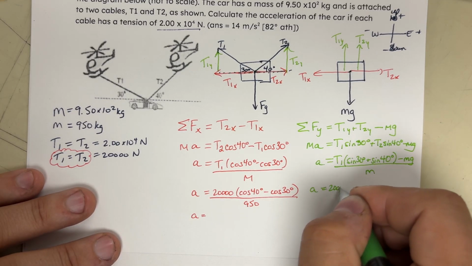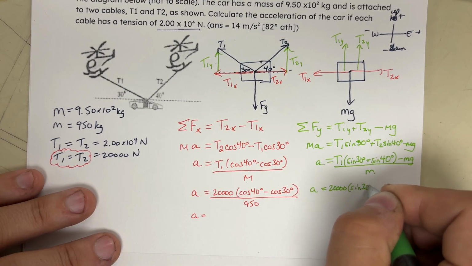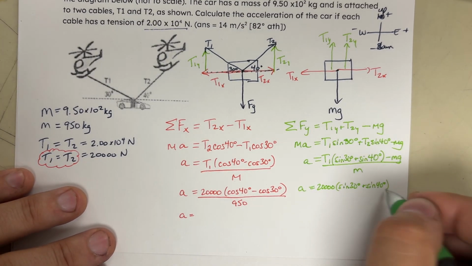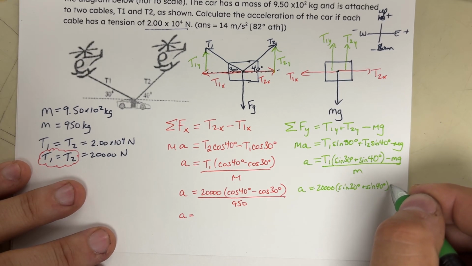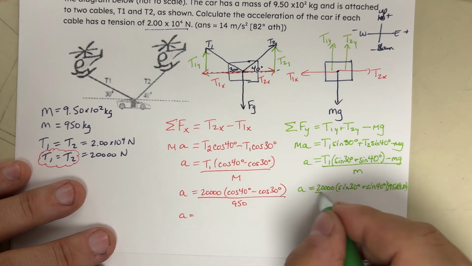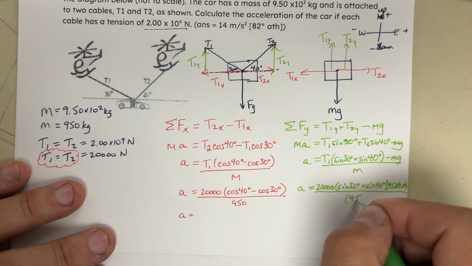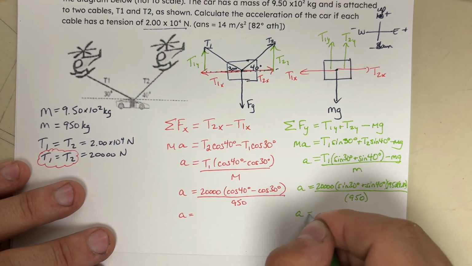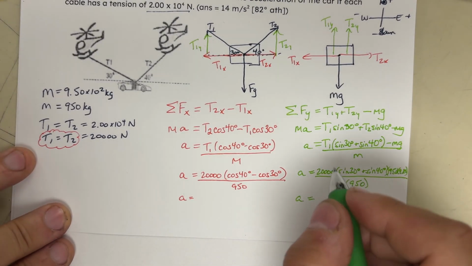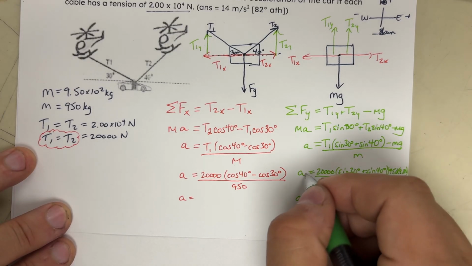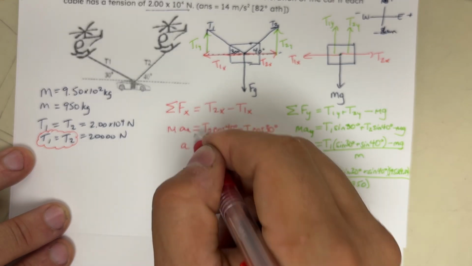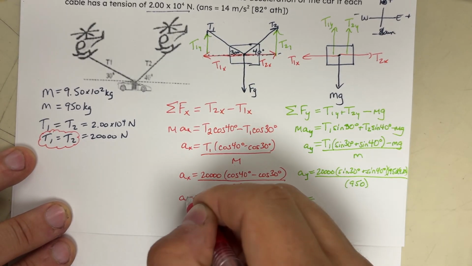So acceleration is 20,000 times sine of 30 plus sine of 40, and then the mass is 950 times 9.81. Try to fit it all in. Ran out of room here. And 950. And then I can crunch those numbers as well to get my acceleration. And this is my acceleration in the y, I should specify. And this is my acceleration in the x direction.